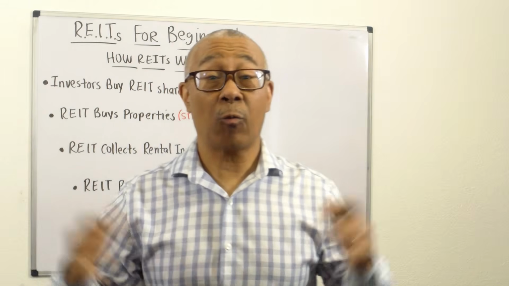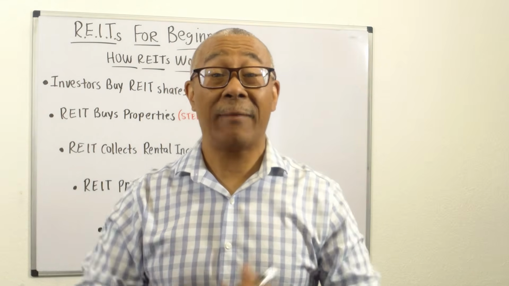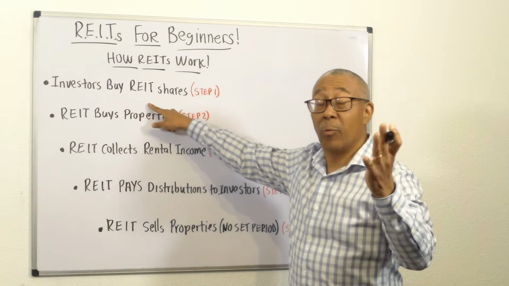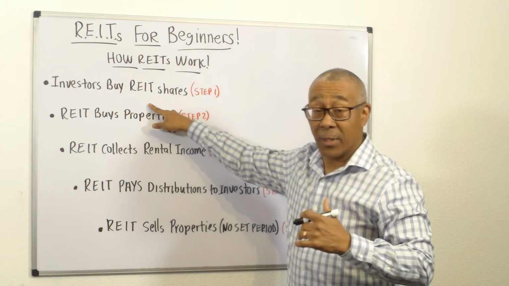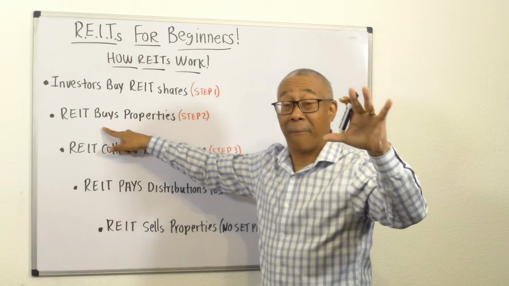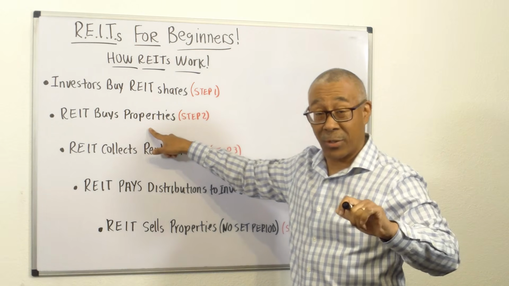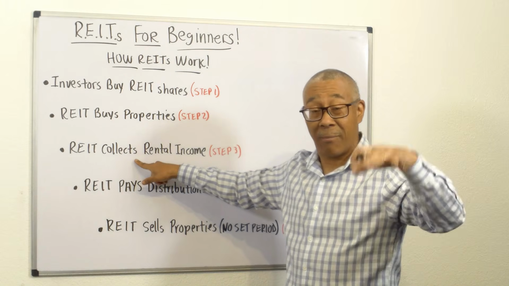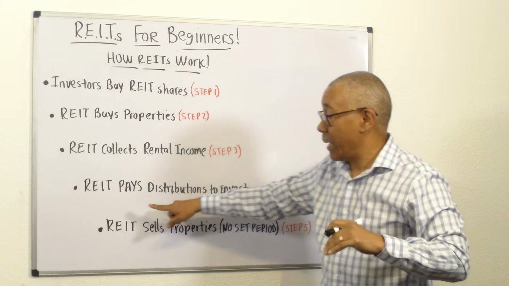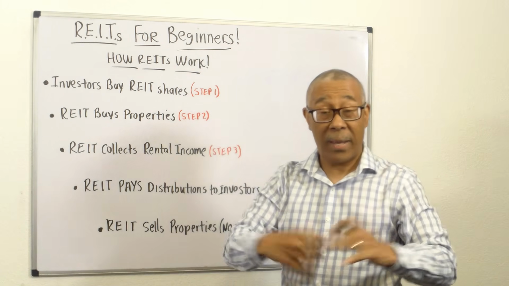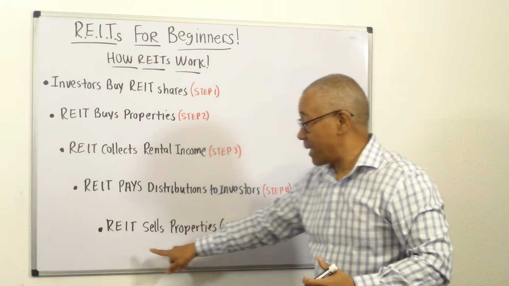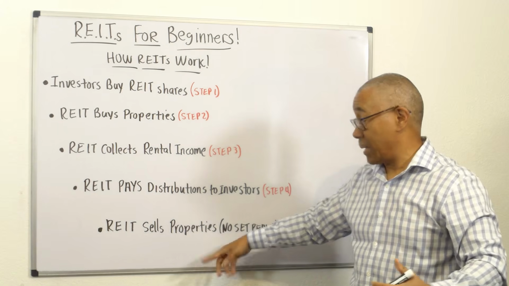All right. Here's how REITs work. I'm going to explain to you in 5 simple steps. Step number 1 is the investors, that's you, buy the REIT shares. Step number 2 is once the money goes in, the REIT can now buy properties. Step 3 is once they buy their property, the REIT will collect the income. And step 4 is the REIT will pay distributions to the investors. Step 5 is the REIT sells the properties.